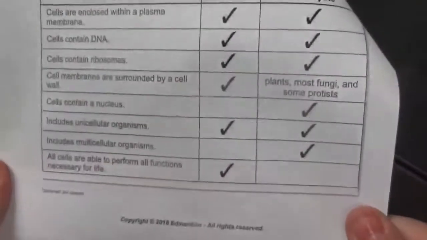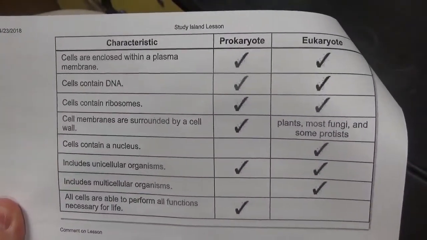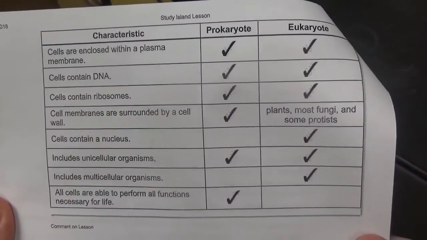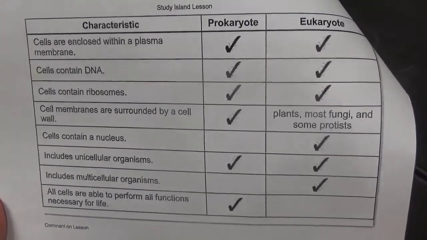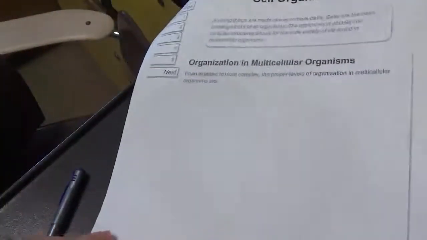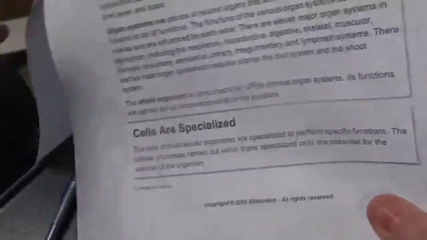Another good tool to look over is page 29, because again it shows you some of the different characteristics between prokaryotes and eukaryotes. So make sure you're reading through all of this and highlighting everything, taking notes. It's a really good review of the information that we haven't talked about since the beginning of the year.